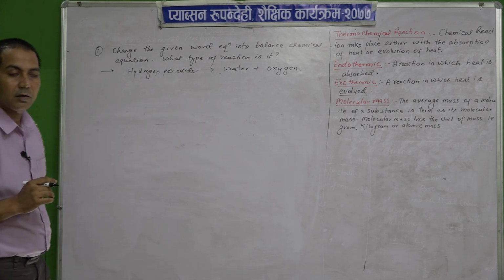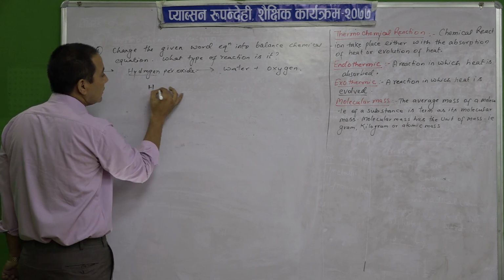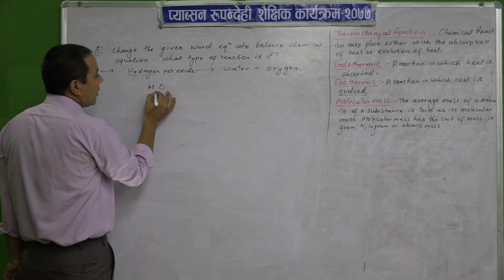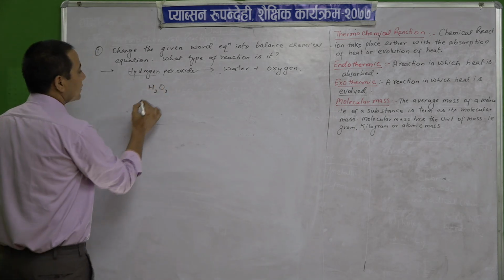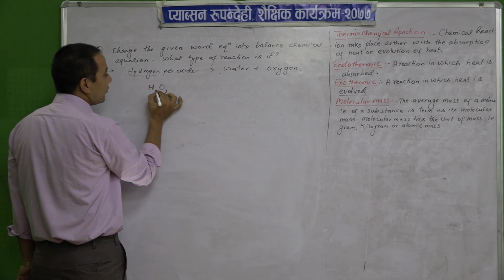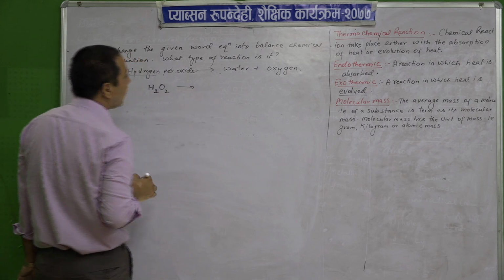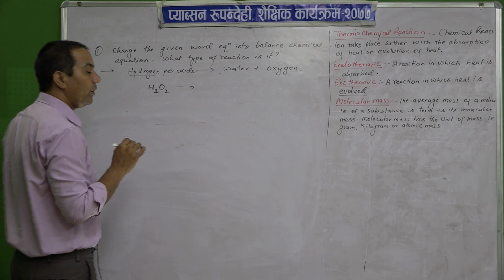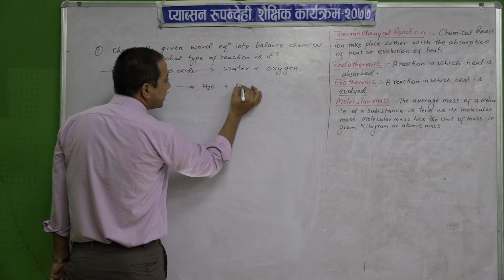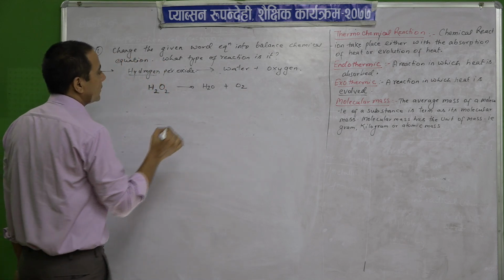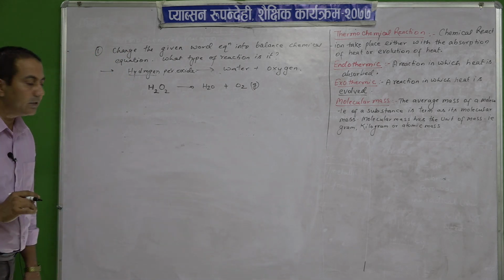What does it mean? Hydrogen is H and oxygen is O, and peroxide means a single bond. So hydrogen peroxide has the molecular formula H2O2. It reacts to form what? It reacts to form H2O plus oxygen gas. It forms water and oxygen gas.